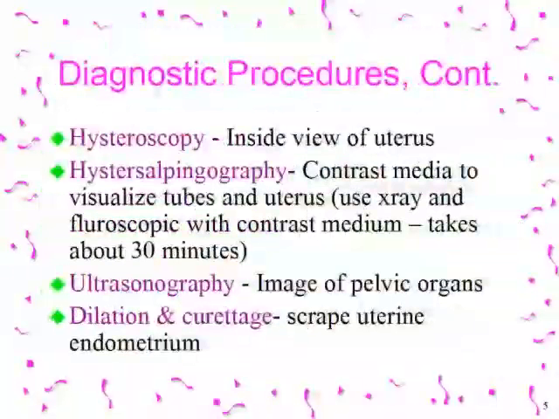A hysteroscopy is an inside view of the uterus, and a hysterosalpingography, I'm not sure if I said that right, looks at the tubes and the uterus. A contrast medium is used for this. Typically an X-ray and fluoroscopy is used. It takes about 30 minutes to do this particular exam. Ultrasonography is an image of the pelvic organs, and dilation and curettage, or a D&C, is where the uterus is scraped. The endometrium samples can be taken. That's typically done under a general anesthetic or with a local anesthetic and some sort of sedation.